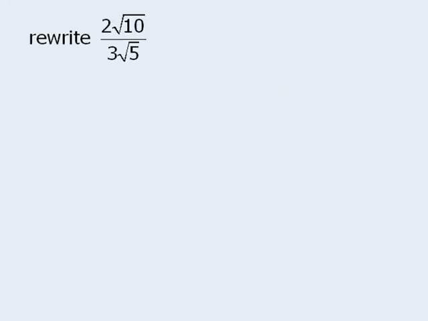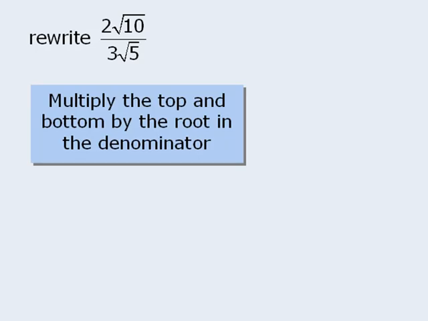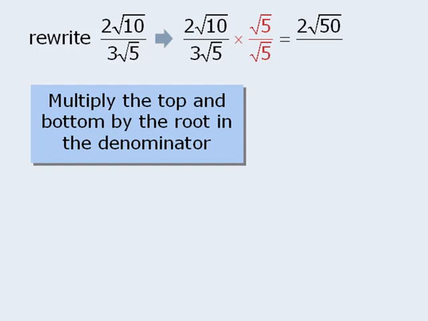Alright, here's another example. To apply the rule here, we will take our fraction and multiply top and bottom by root 5. On the top, we have 2 root 10 times root 5, which is 2 root 50. And on the bottom we have 3 root 5 times root 5, which is 3 root 25. At this point we can rewrite root 50 over root 25 as root 2, and this is as far as we can simplify our fraction.